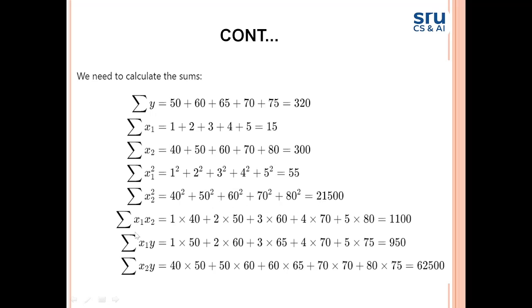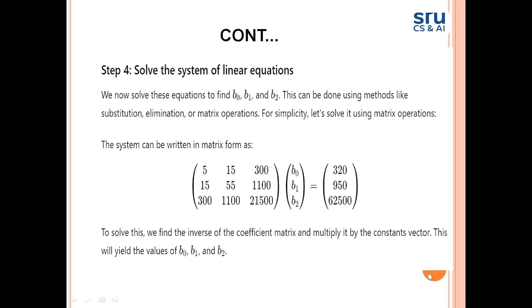Then the summation of x1 into x2, we get 1100. Then the summation of x1 into y is 950. Then x2 into y is 62,500. Now we have to solve the system of linear equations. We put all these values in the matrix.